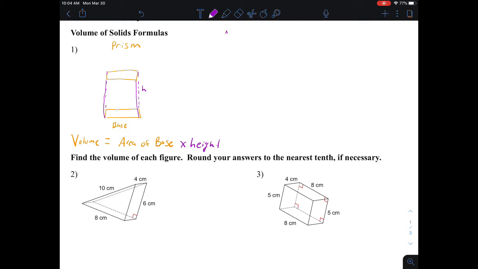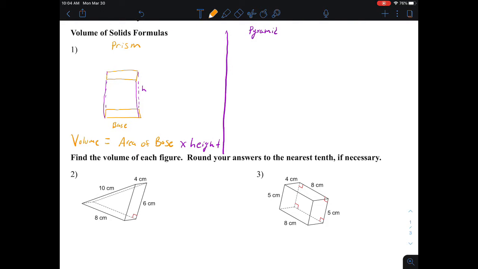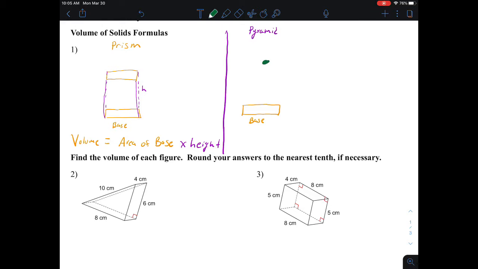Now, a second classification for three-dimensional shapes would be a pyramid. A pyramid has its base, so whatever the base is, one of our geometric shapes. And all pyramids will come up to a point somewhere, so all of the vertices of the base, or sides of the base, will come up to a point.